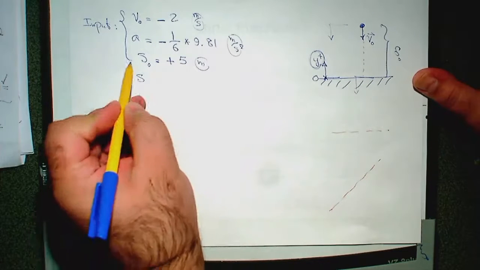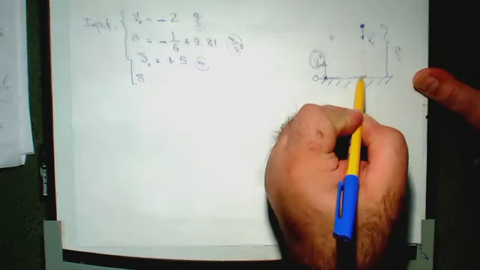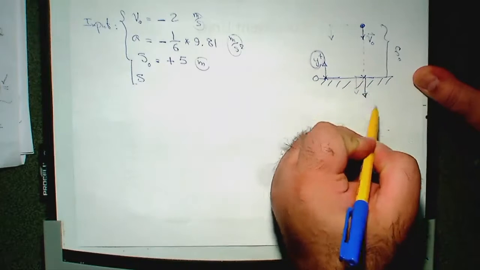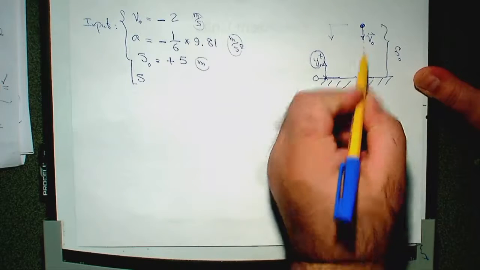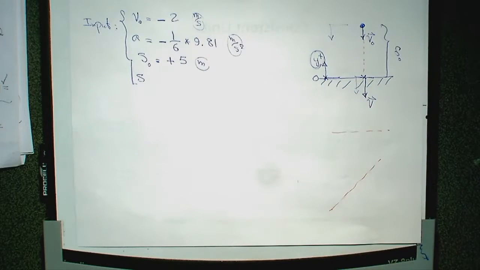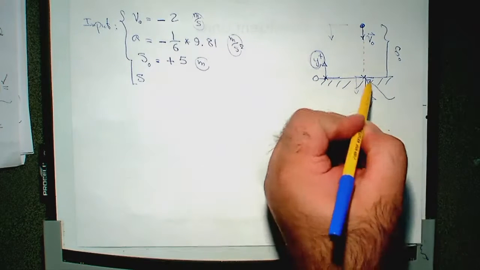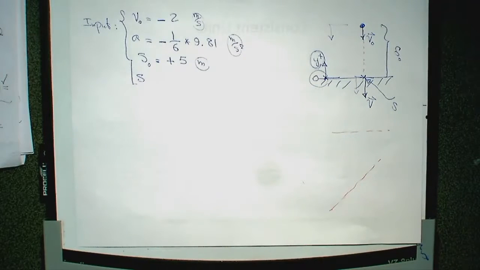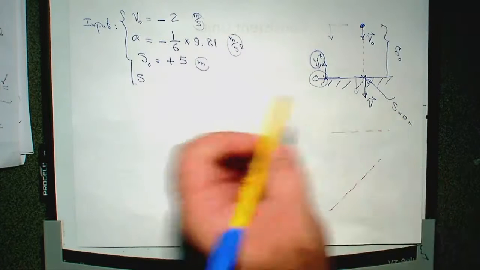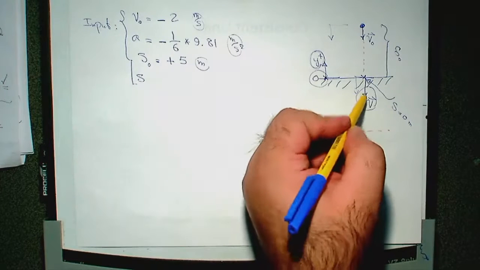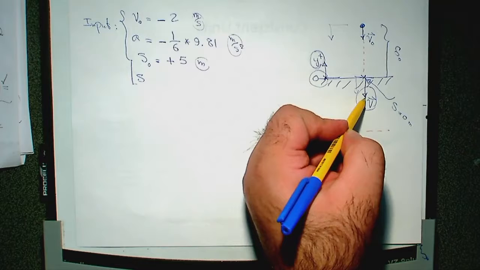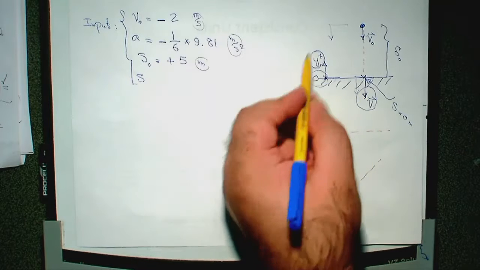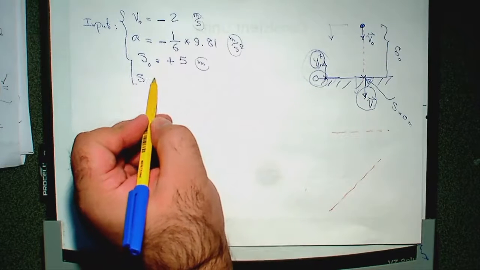The final position: because the question asks what the velocity is when the object impacts the Earth. When the object impacts the Earth, what's the position, based on this chosen coordinate system? Zero. And we know the direction of the velocity is downward. Then in this coordinate system, the final velocity would be negative.